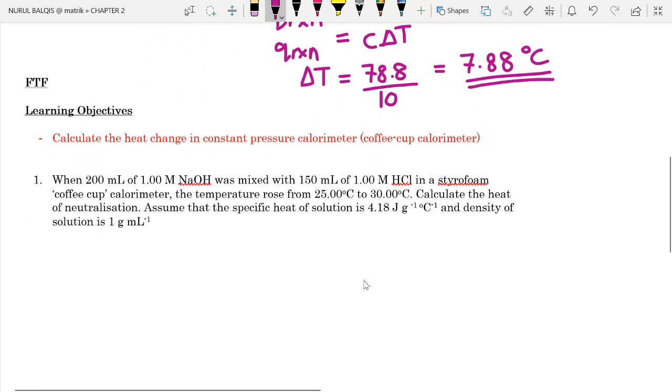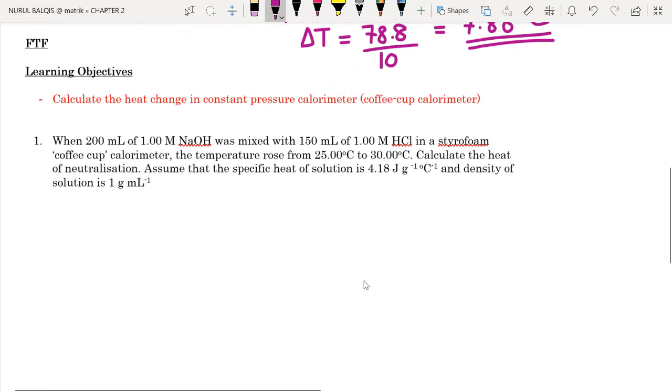Let's proceed to the FTF question. The learning objective is to calculate the heat change in a constant pressure calorimeter. A constant pressure calorimeter, also known as a coffee cup calorimeter or simple calorimeter, all have the same setup, where we have a styrofoam cup, we put a lid on there, and we insert a thermometer and also a stirrer. Then we're going to react two types of solutions together.